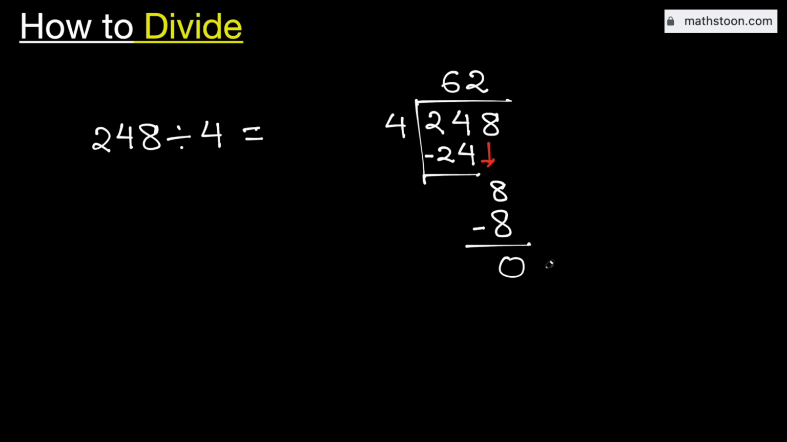As we have no number to bring down here and we got the number 0, we will stop. Therefore, 248 divided by 4 is equal to 62. And this is our final answer.